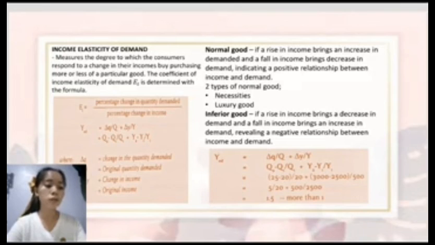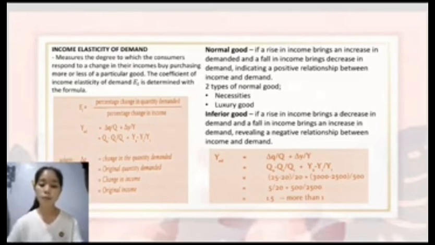25 minus 20, close parenthesis, divided by 20, plus 3,000 minus 2,500, close parenthesis, divided by 2,500. So, 25 minus 20 equals 5. Bring down the 20. 3,000 minus 2,500 equals 500. So, bring down the 2,500. 5 divided by 20 equals 0.25. 500 divided by 2,500 equals 0.2. So, the income elasticity is 0.45, not 1.5.